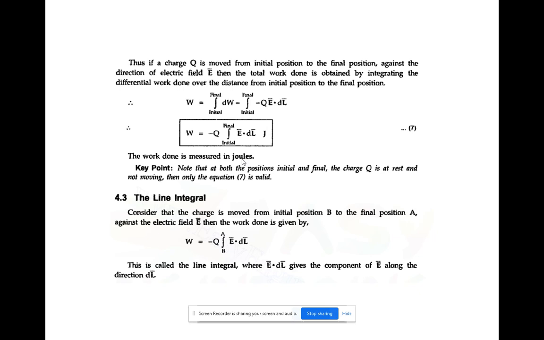After a charge Q is moving from the initial position to the final position, that is from one point to another point in the direction of the electric field, the total work done is obtained by integrating the differential work done over the same distance.